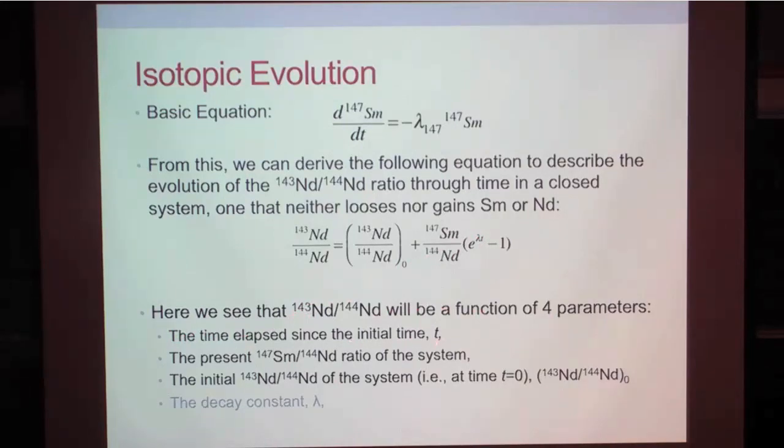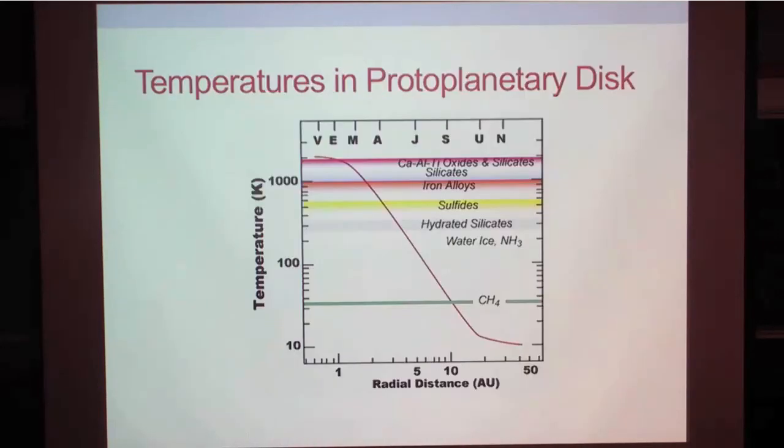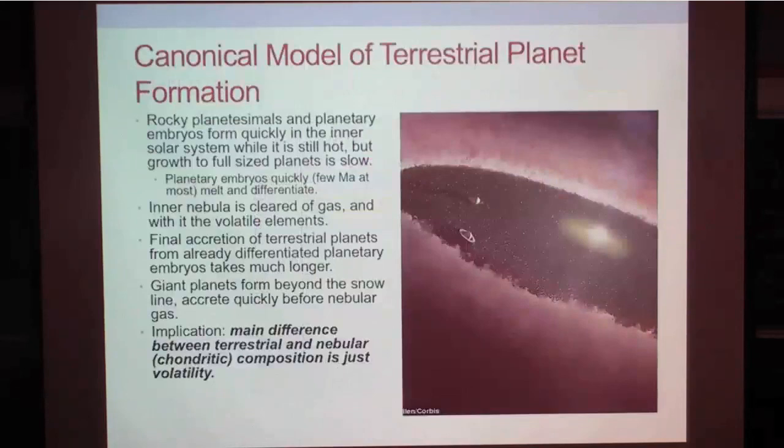One is the time elapsed since the initial time, when the nebula begins to cool, and things condense out of the gas. Jupiter is out here, out beyond what we call the snow line, where water ice condenses or even never evaporates, while the inner solar system is still hot.